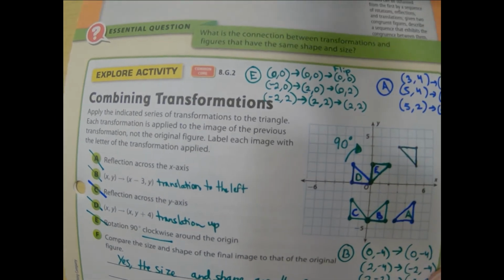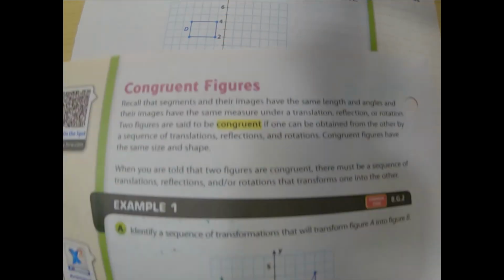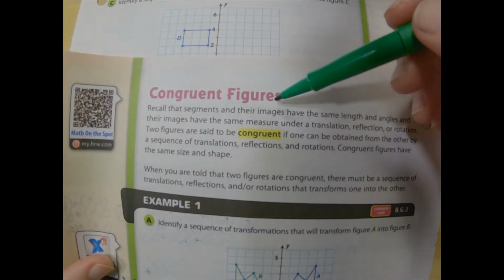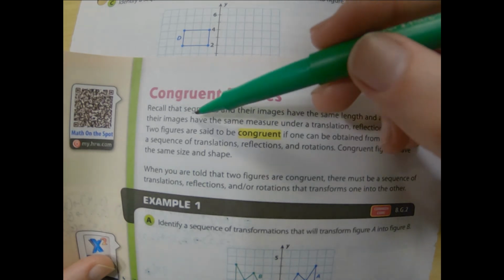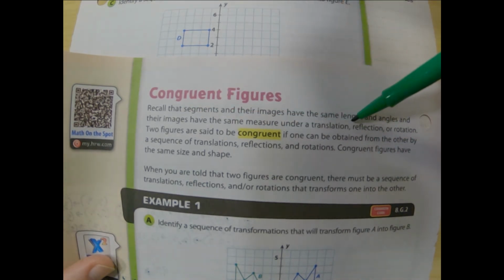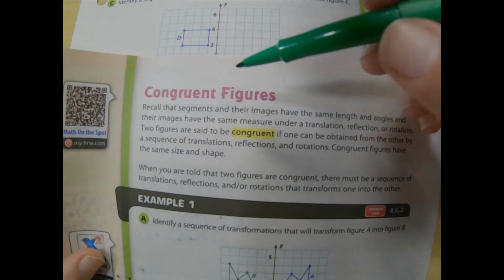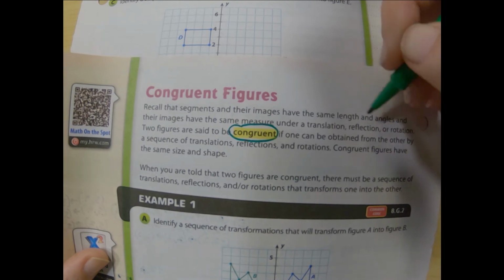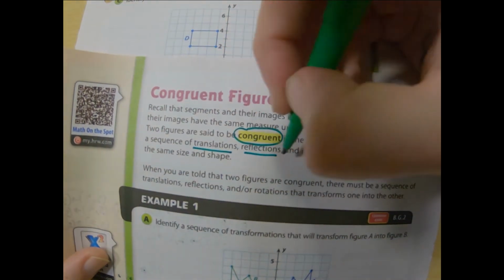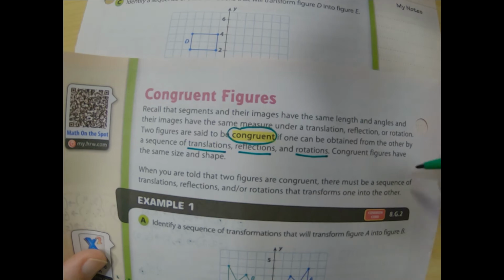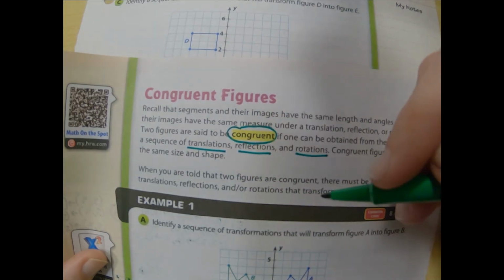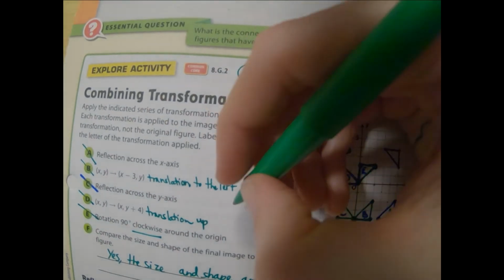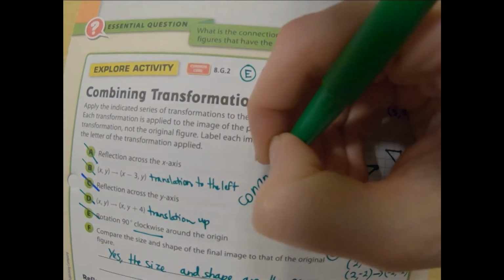So now let's see if that works with congruent figures. If we turn the page, it tells us what a congruent figure is. Recall that the segments in their images have the same length and angles, and their images have the same measure under a translation, reflection, or rotation. 2 figures are said to be congruent if one can be obtained from the other by a sequence of translations, reflections, and rotations. Congruent figures have the same size and same shape. Since these had the same size and same shape, these are congruent.